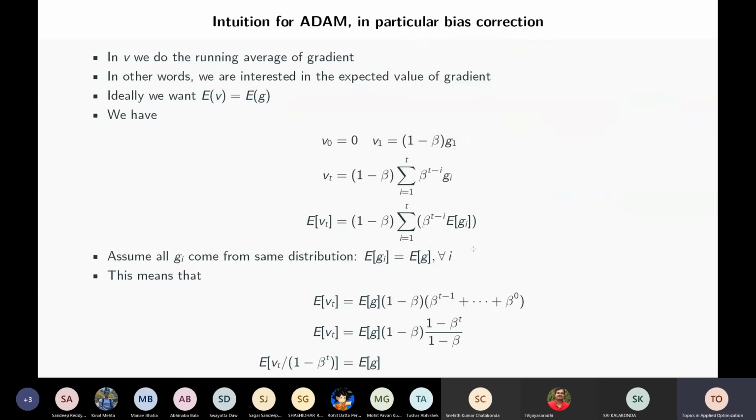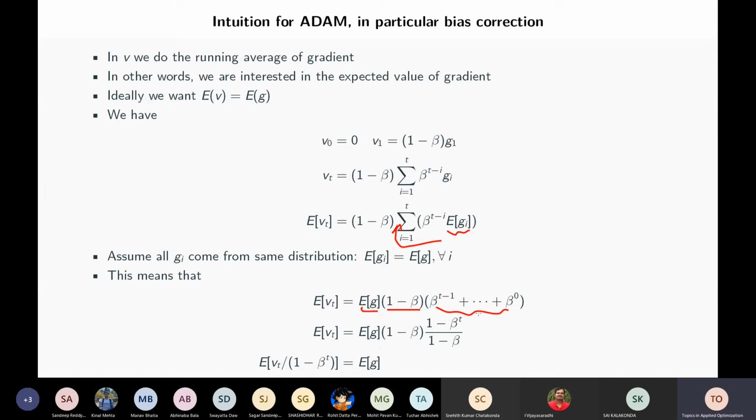Okay, so what do we have here? If we take the expectation of Vt, since I'm summing over i equals 1 to t and the expectations of all Gi are the same, it can come out because I can take it as common. So E[G] can come out here. So E[G] goes with (1 minus beta), and the remaining term is still the sum of beta to the power t minus i. So these are the terms.